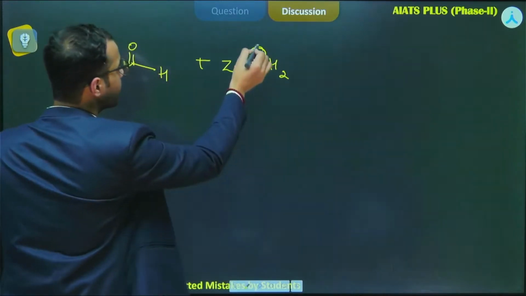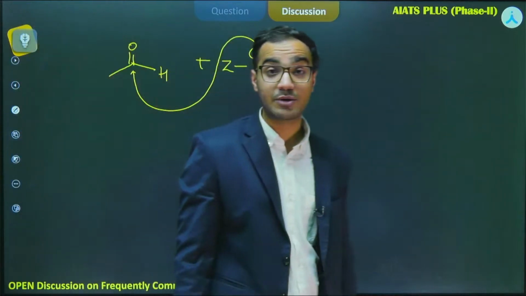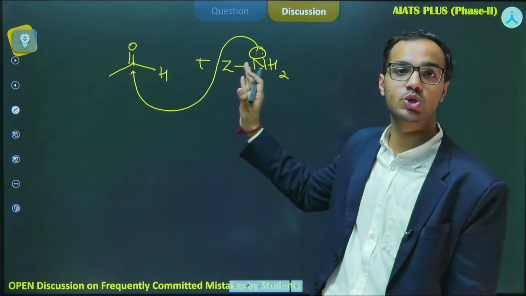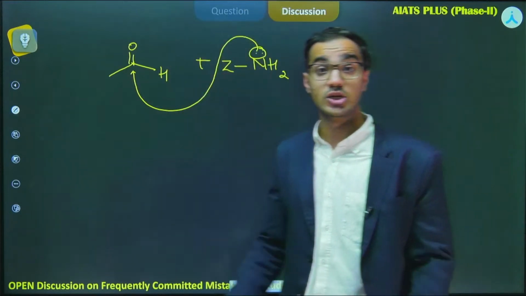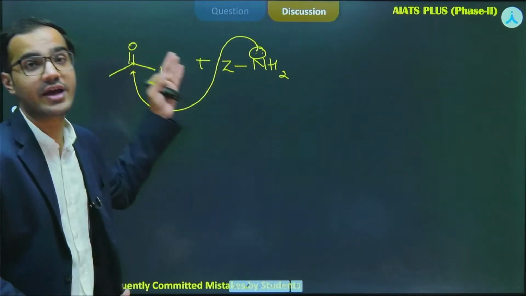The lone pair of this will attack at this position. And why will it be? Because this center is electrophilic in nature and this nitrogen is nucleophilic in nature. So we can clearly say that this is nucleophilic addition.